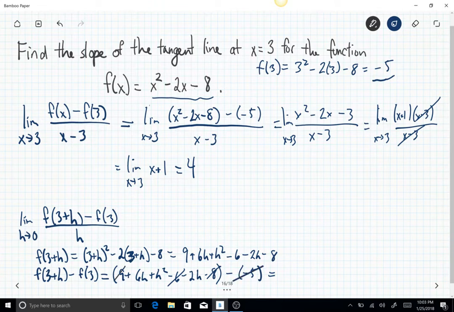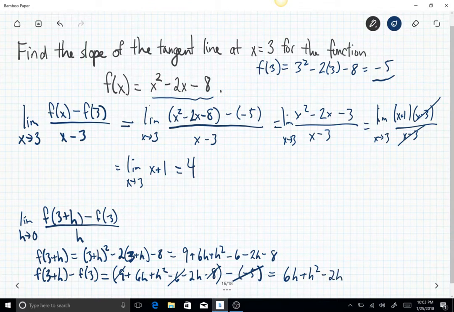And actually, if you have polynomials, just a quick lesson for you, the constant terms should cancel out, to be honest with you. So you can tell if you're making a mistake in the process, as long as you're dealing with polynomials. So this whole thing equals 6h plus h squared minus 2h.